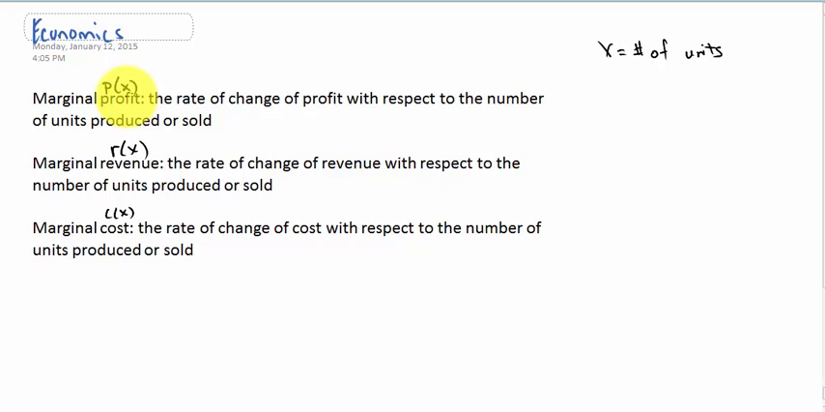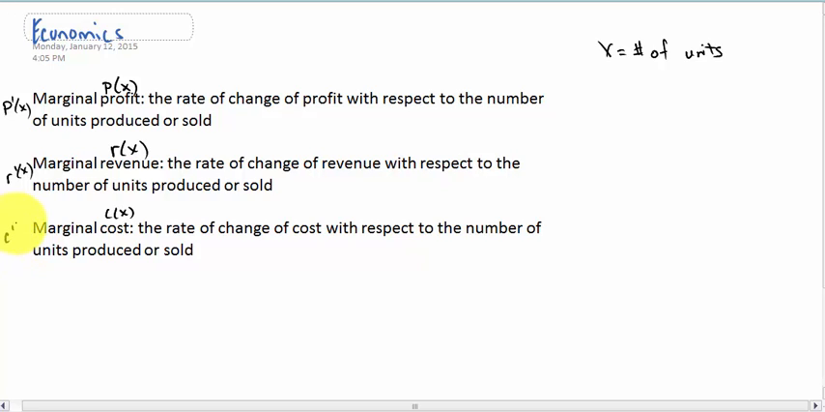So the marginal profit would be P prime of X. The marginal revenue would be R prime of X. And the marginal cost would be C prime of X. And there is a relationship between these three things. The profit is equal to the revenue, the amount of money brought in, minus the cost. So profit is equal to how much money we brought in total from our product, but subtract off how much we had to spend to make that product.